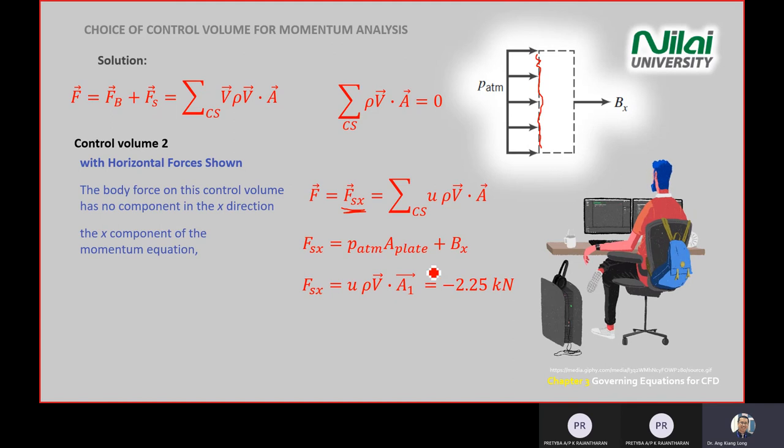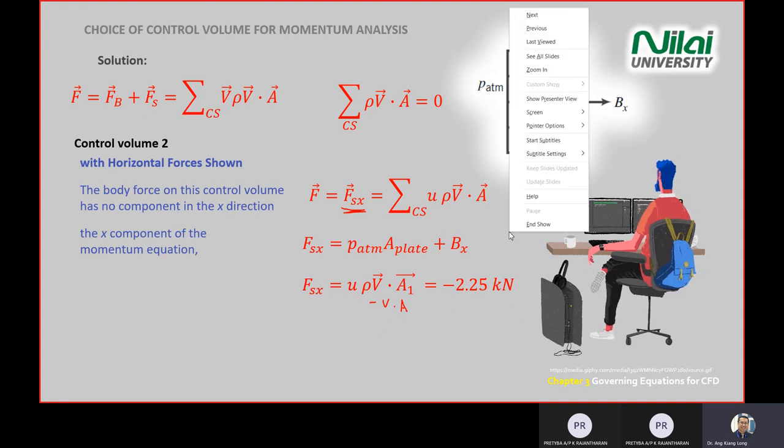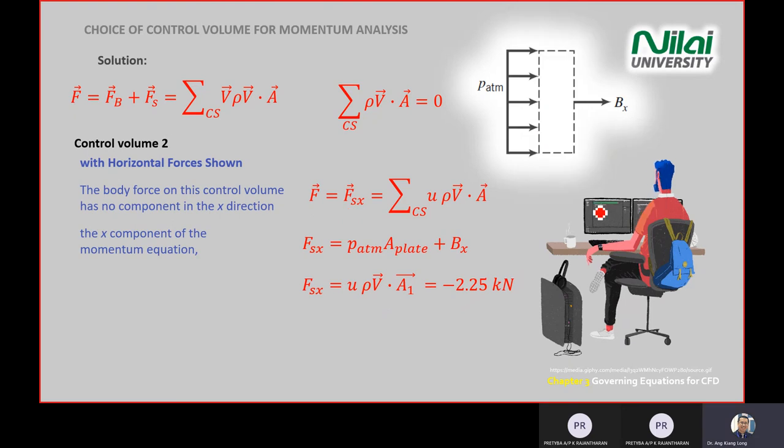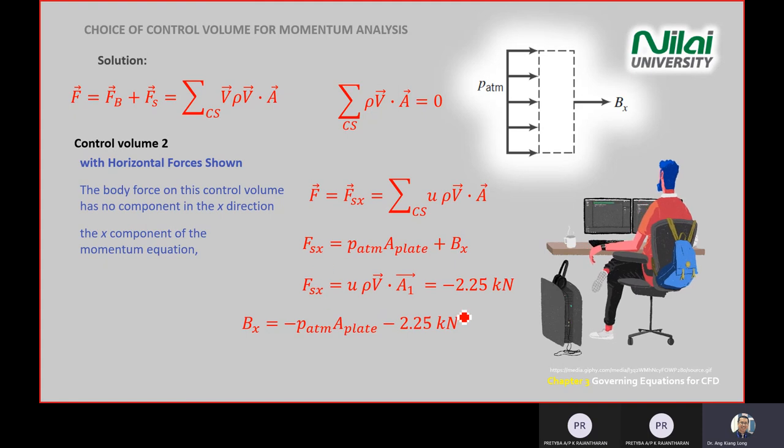you just now we already derived the same steps. You get u rho v dot a 1, you still arrive at negative 2.25 kilonewton because v dot a, you get a negative velocity times the area in this sense, and then you substitute all the values in, you get negative 2.25 kilonewton. So the Bx value, if you substitute negative 2.25 on the left, you'll get Bx equal to negative P atmospheric times the plate area plus negative 2.25.